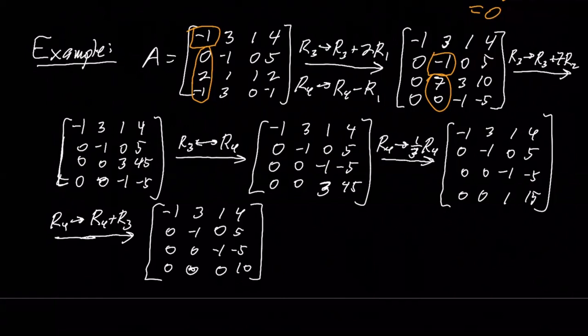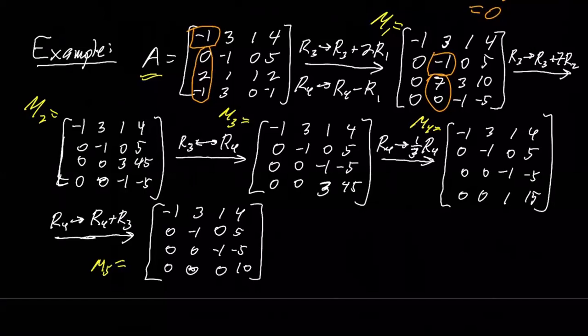So let me give these matrices all names. Let's call this matrix at the top here M1, because we started with A. Let's call this matrix M2. Let's call this matrix M3, M4, and M5.